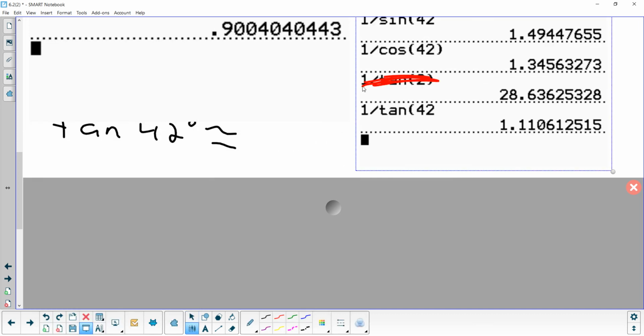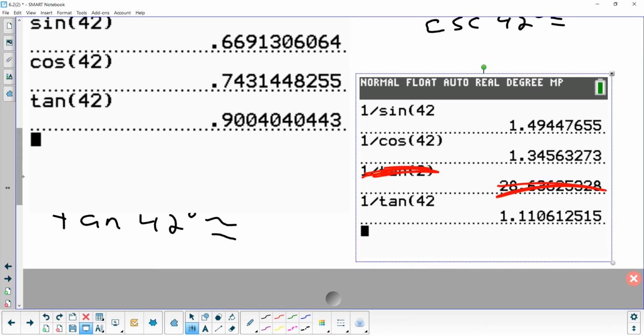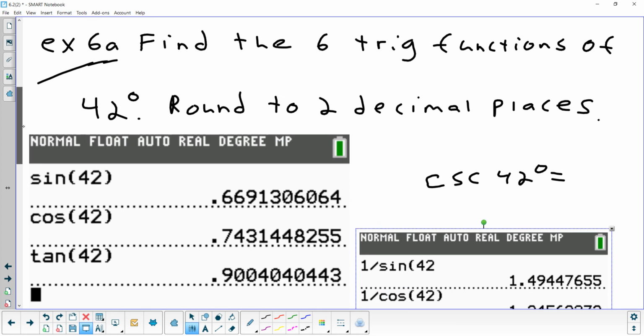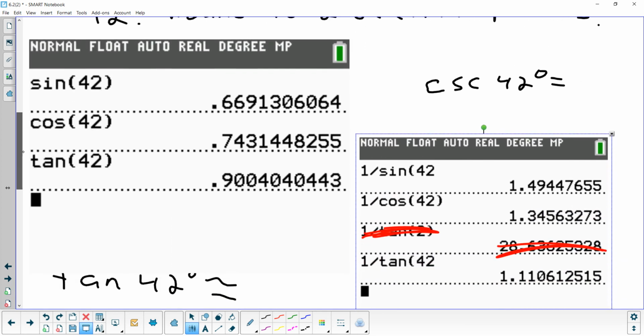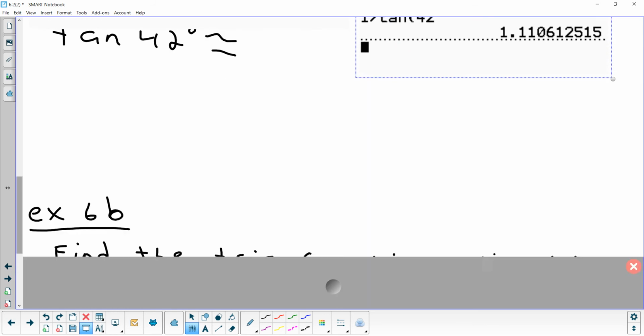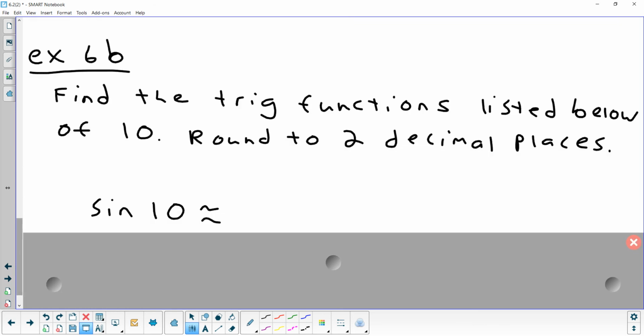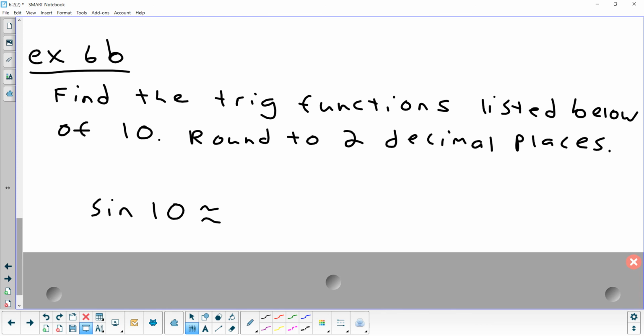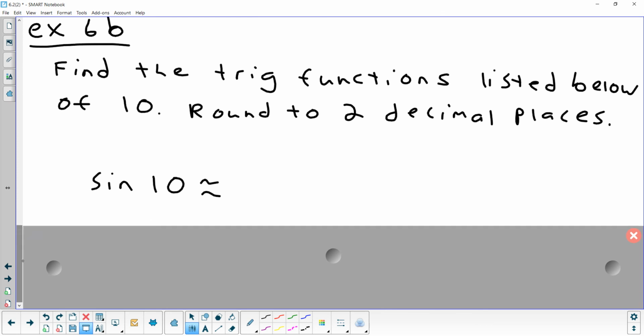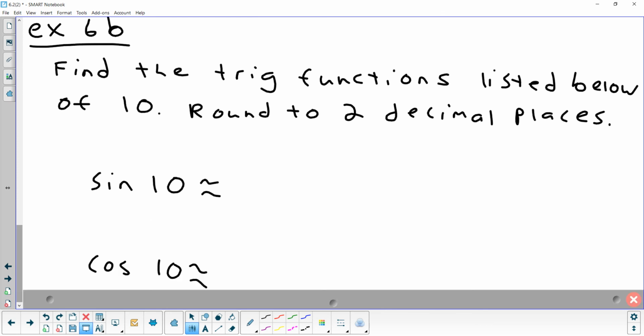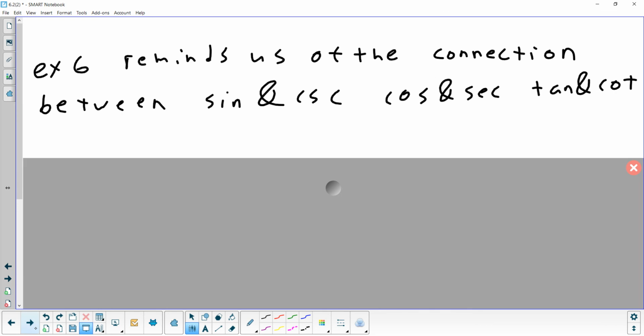Just ignore this one. I made a mistake. So 1.49, 1.35, 1.11. 2 decimal places is usually pretty good. Sometimes they'll ask for 3. But there's your 6 trig functions of 42 degrees. Let's take a look. 1 divided by sine is cosecant, correct? 1 divided by sine is cosecant. Yep. This one, they're only asking for the sine and the cosine.